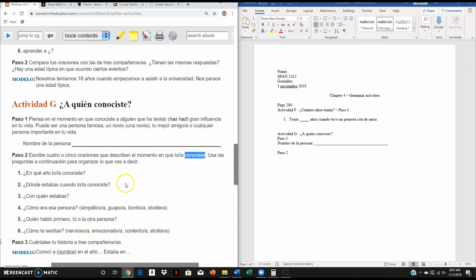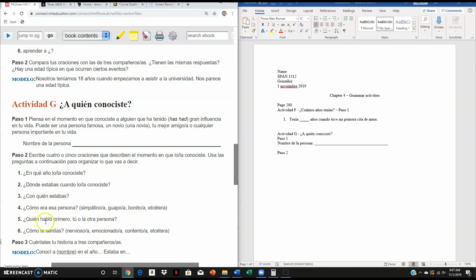Okay, so notice here that we are going back and forth between using the imperfect and the preterite. So here is the preterite. Here we have the imperfect. Where were you when you met them? Who were you with? Imperfect. Imperfect, right? What were they like at this time? So what did they used to be like, basically?